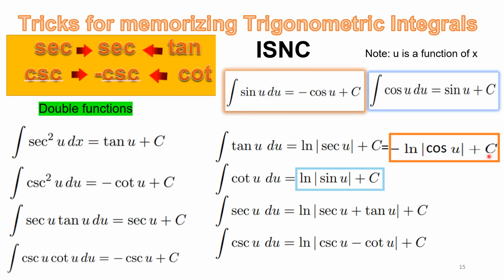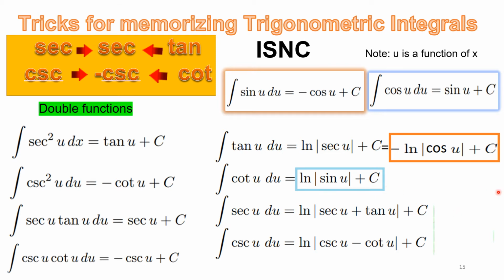And for the integral of cotangent u du, you recall that the integral of cosine u du is sine u plus c. So you simply put an ln there and take the absolute value of sine u plus c. And that's how you recall the integral of cotangent. The integral of cotangent is simply the ln of the result here, so ln of sine u plus c.